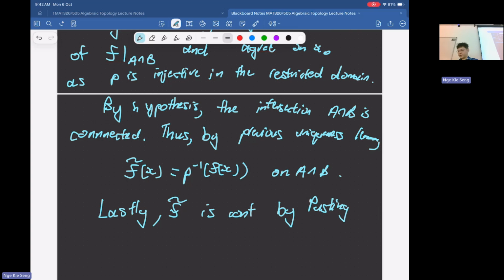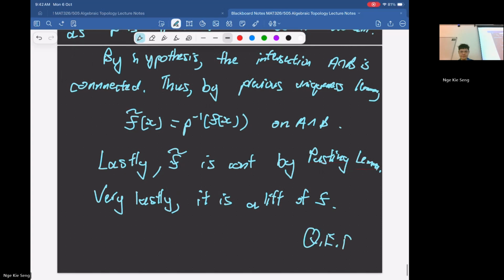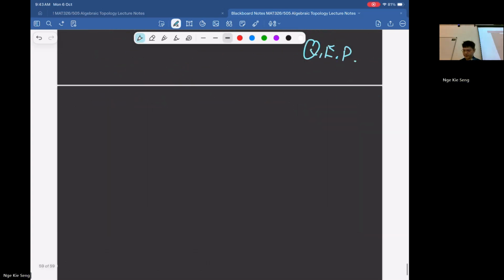Because you define something from the union, something out of the union. And then very lastly, it is a lift of f, which should be clear. f tilde is a lift, and P inverse f is a lift because P inverse f is. Okay, good. Any questions so far? No? Okay, so this is very important. You miss a point, only then you can lift. You miss a point, you can lift. Next.